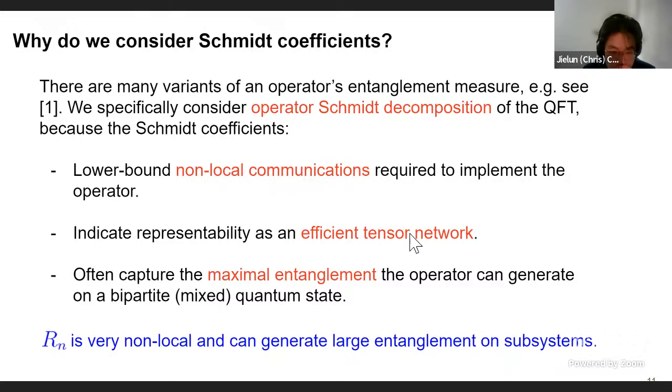They often capture the maximal entanglement the operator can generate by bipartite mixed quantum states. So it's not by definition that it is maximal entanglement, but often it's very close to those. And for the bit reversal operator, we can see that it's a very non-local operation because it swaps all qubit pairs between two subsystems and can generate large entanglement on a subsystem of your quantum states.